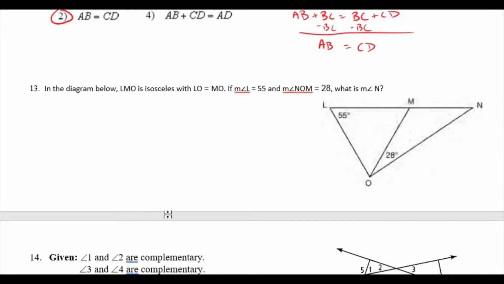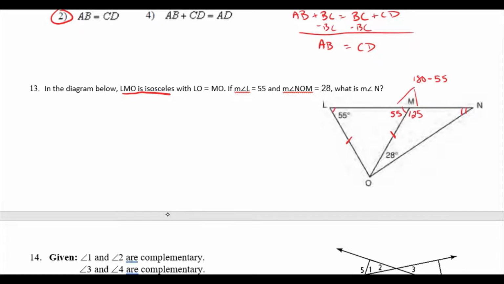Okay, number 13. We know angle L is 55. Angle NOM here is 28. We want to know what the measure of angle N is. The key thing is that triangle LMO is isosceles. So if LMO is isosceles, then LO is equal to MO, and these two base angles are equal. That means this is also 55 degrees, and this angle and the angle next door have to add to 180 degrees. So 180 minus 55 is going to equal 125.